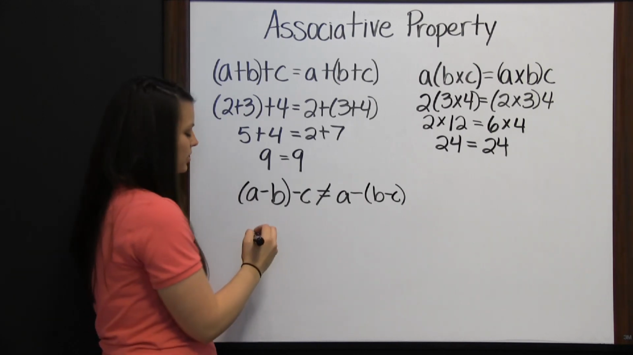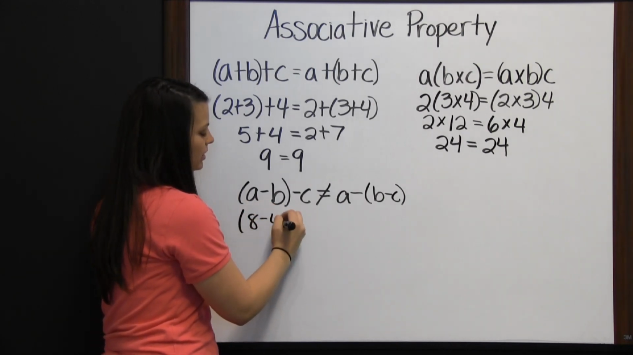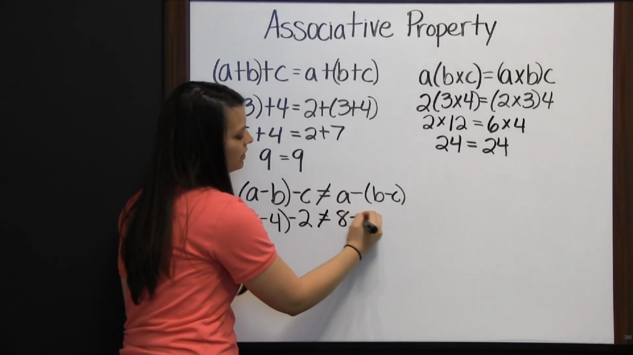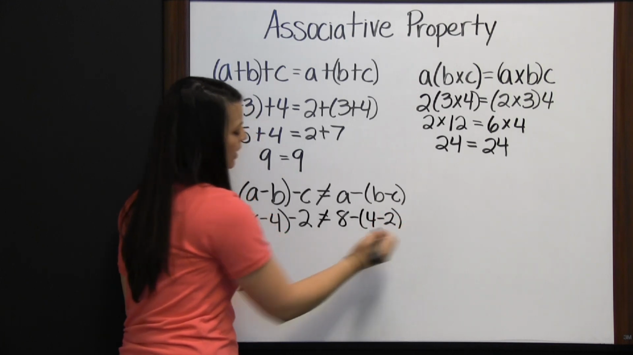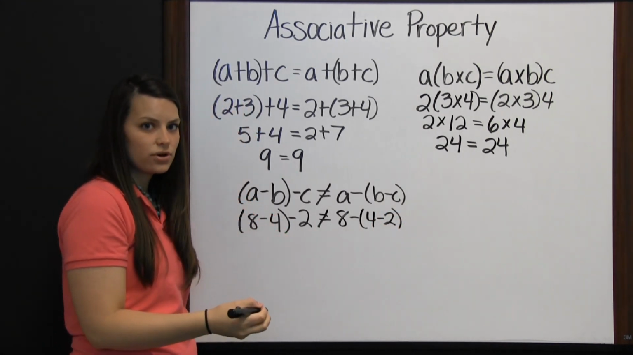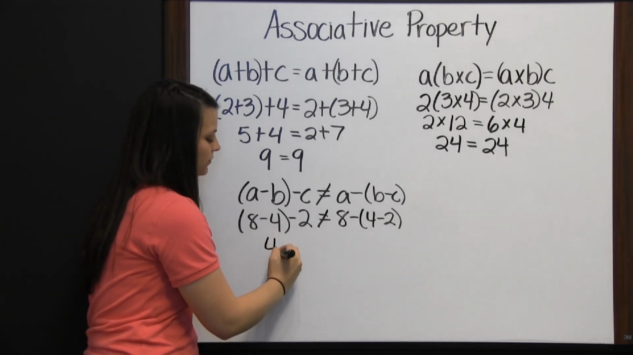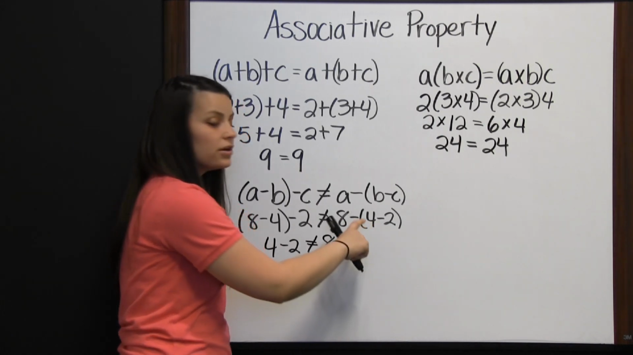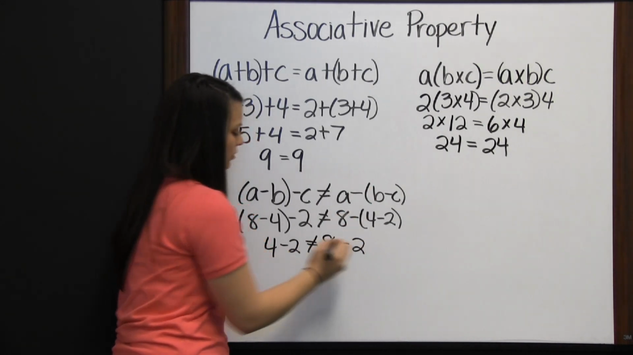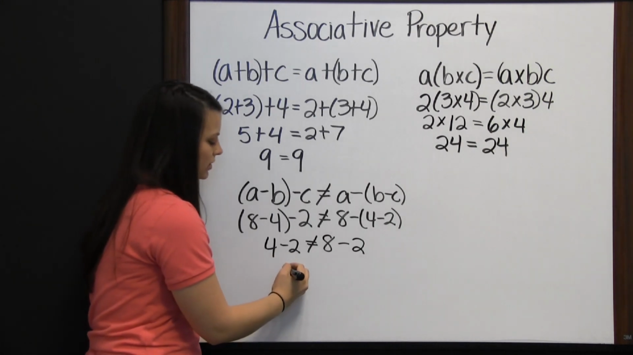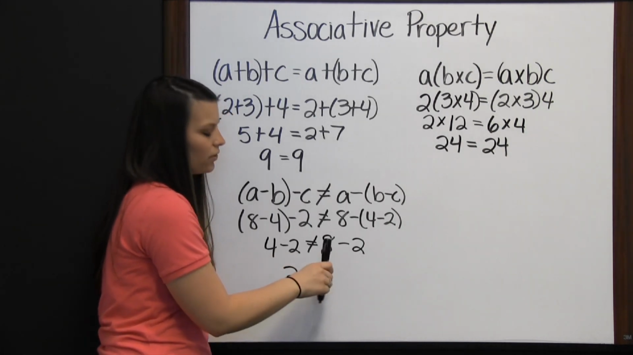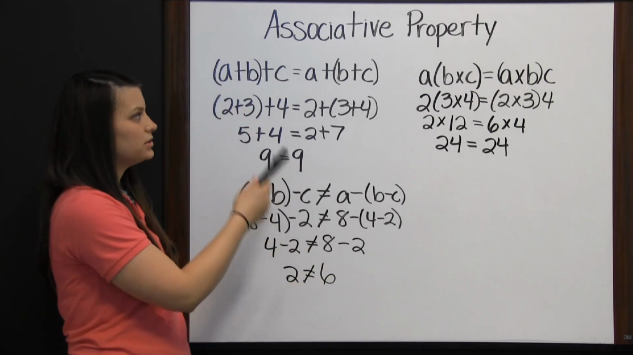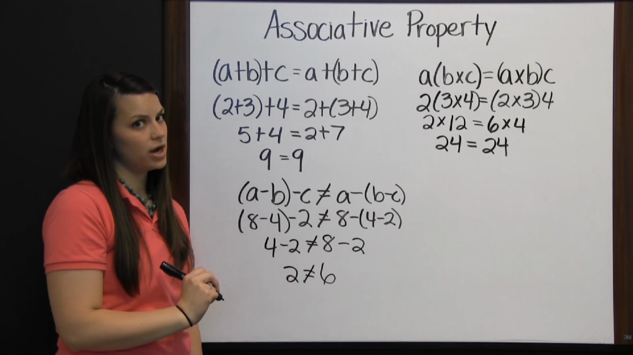So I'm going to use numbers like (8 minus 4) minus 2 does not equal 8 minus (4 minus 2). Again, using order of operations, 8 minus 4 is 4, minus 2 is 2. On the other side, 4 minus 2 is 2, and 8 minus 2 is 6. So 2 does not equal 6. As you can see, the associative property does not work on subtraction.